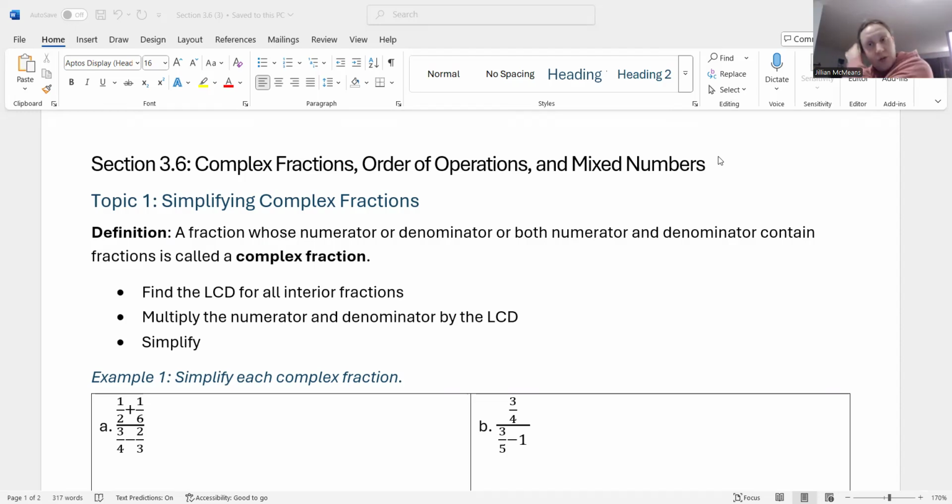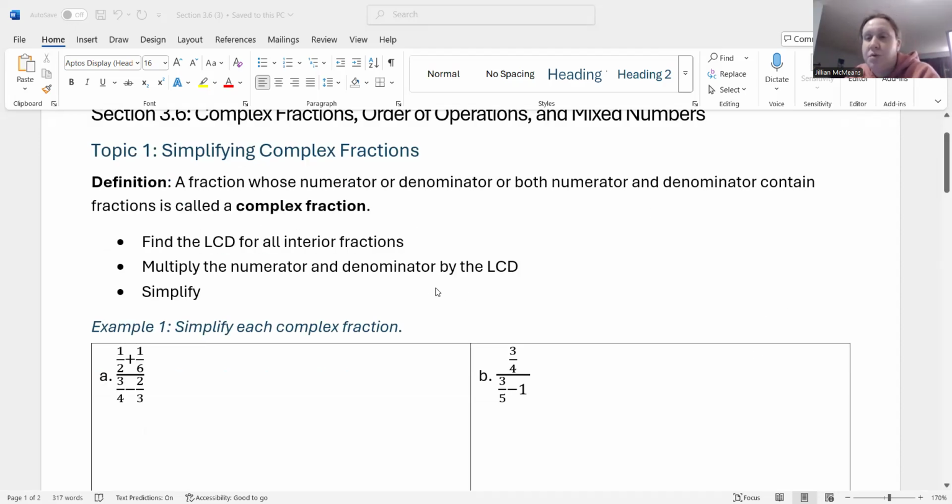If you were to go into a higher level algebra class, this could come up when you're dealing with complex rational expressions. But for us, we're just going to touch our toe into it. We're not going to do much, okay? So definition, a fraction whose numerator or denominator or both numerator and denominator contain fractions is called a complex fraction, okay? So it's like a fraction where the numerator and denominator are made up of fractions or the sum or difference of fractions. So there's a way to simplify these.